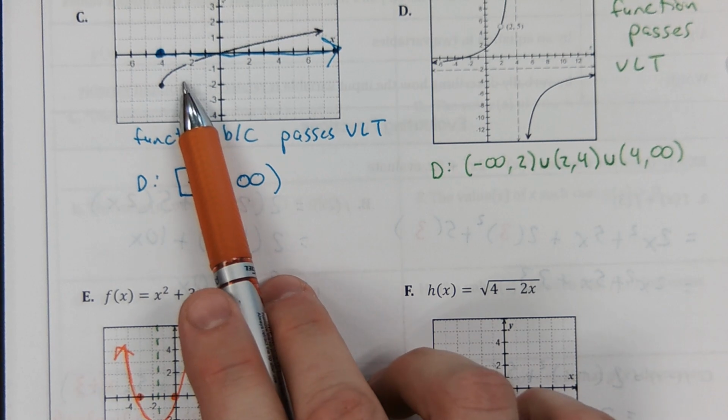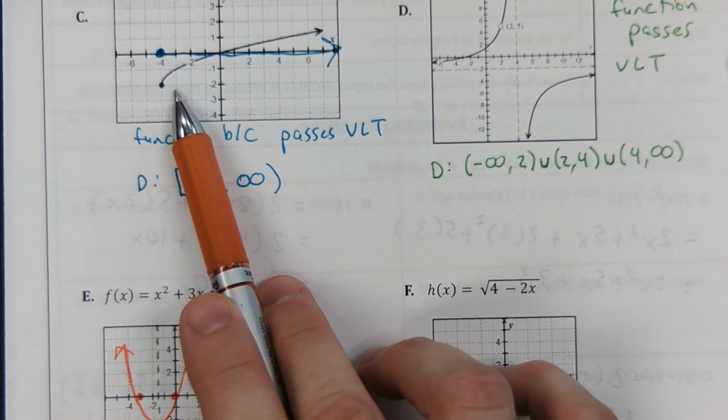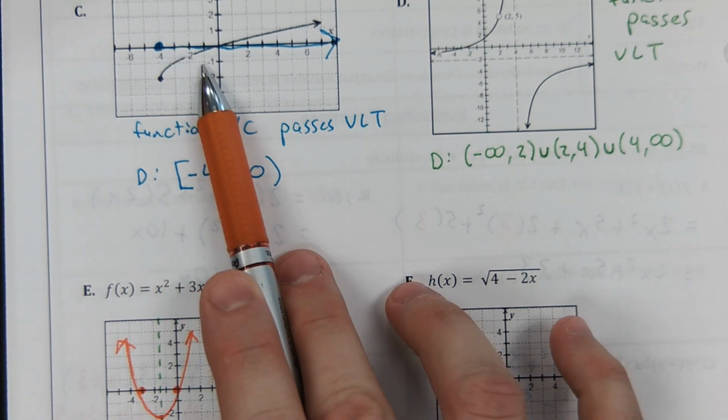This is a square root graph. Square root graphs have a starting point, and then they kind of look like a shooting star. They could go up or they could go down. They could go left or they could go right. This one goes up and to the right.